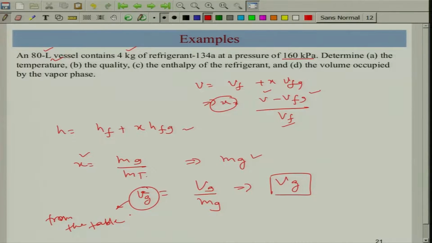So this is how you are going to make use of the table to obtain information such as quality, enthalpy, the volume occupied by the vapor phase. So that is another example which you can do at home.